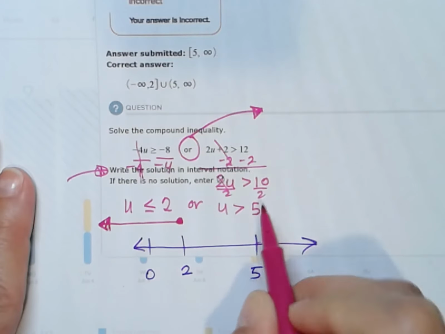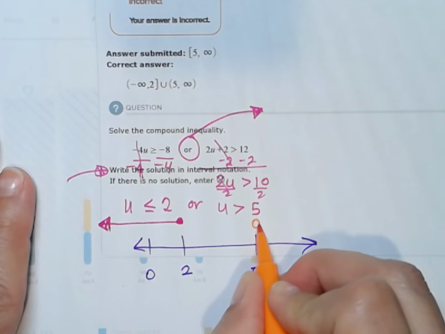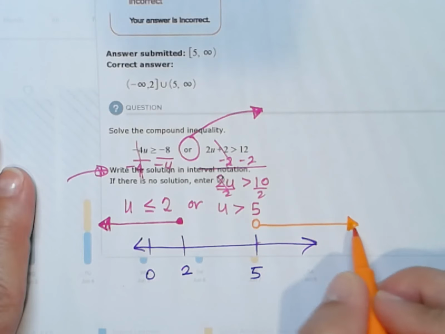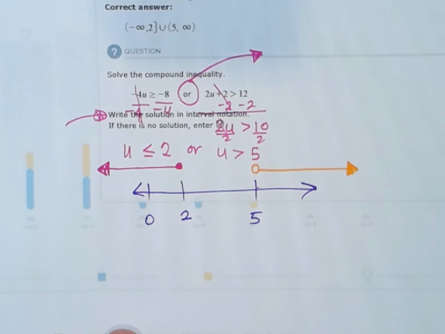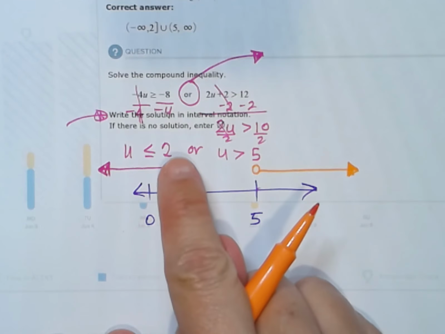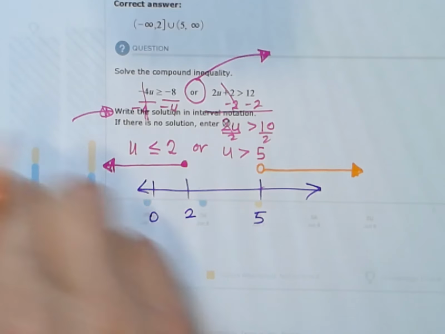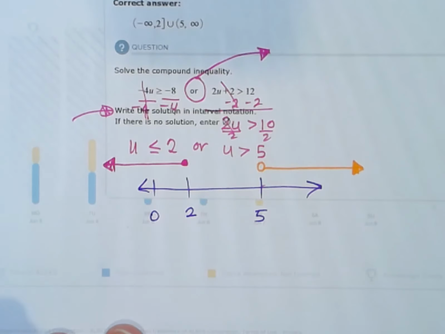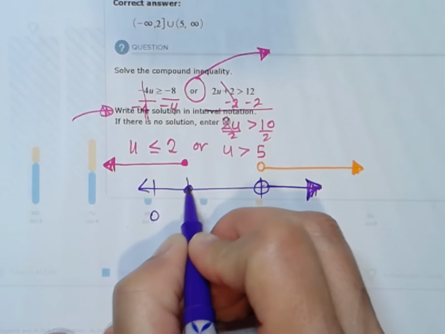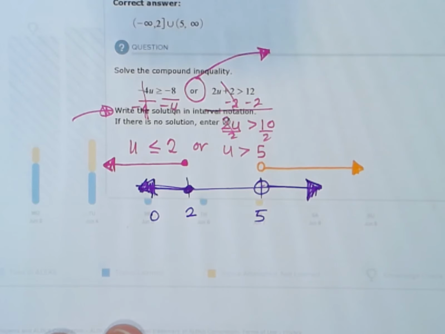Then u is greater than 5. It's not equal to 5, so I put an open circle, and then I shade this way, because I want greater than. u is greater than 5, all the numbers bigger than 5. So this is a visual of my answer. The final answer, remember, can be here or here. On my number line, the final answer would look like this. I would include both pieces because it can be in one piece or the other piece.